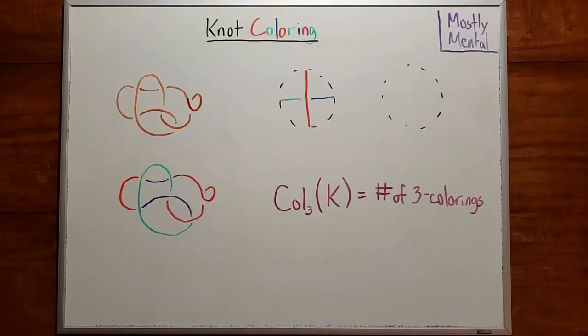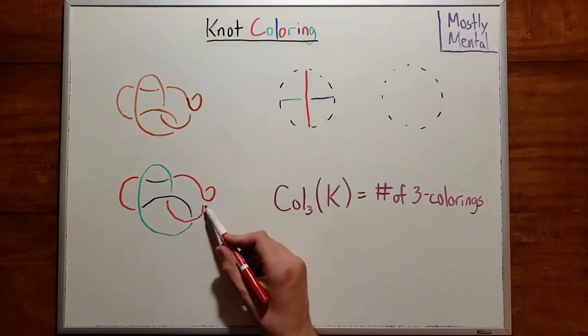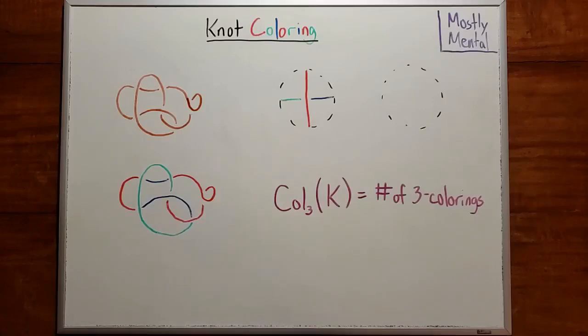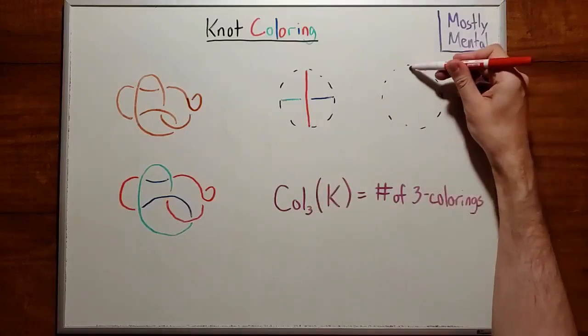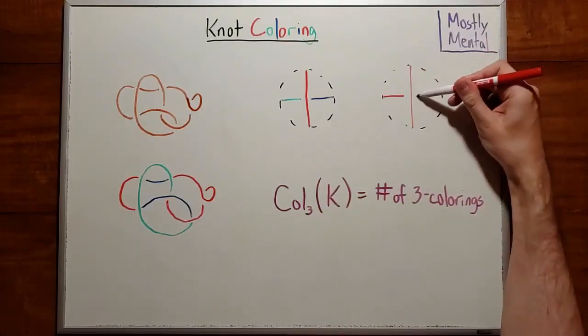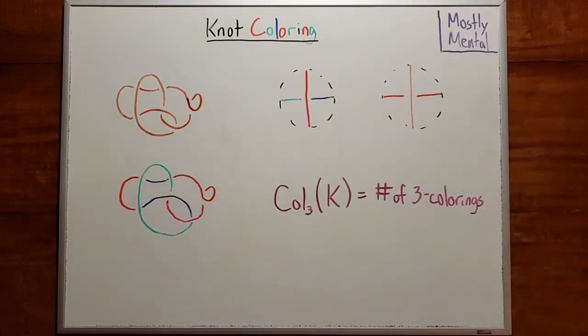Okay, don't panic, we can fix this. This strand was all one color before we twisted it, so why not let it stay one color even when it's broken into two parts? That means that all three of the strands at this crossing must have the same color. And that gives us our rule. At any crossing, either all three strands are different colors, or all three are the same. In other words, we can't have two strands of one color and one strand of another.